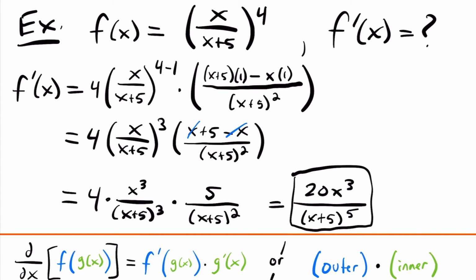So that was an example of where you would use the chain rule, but you also have to use the quotient rule. So that's kind of a neat example. Let's move on to our next one.